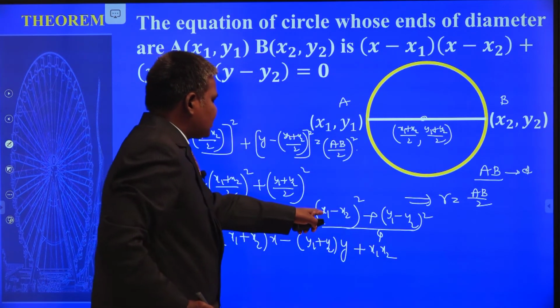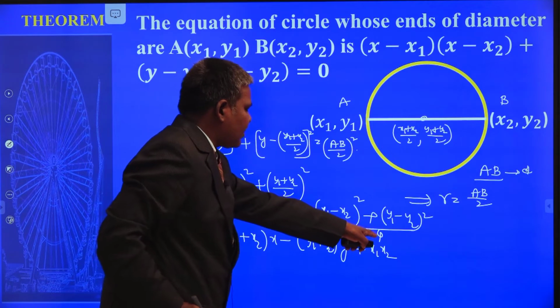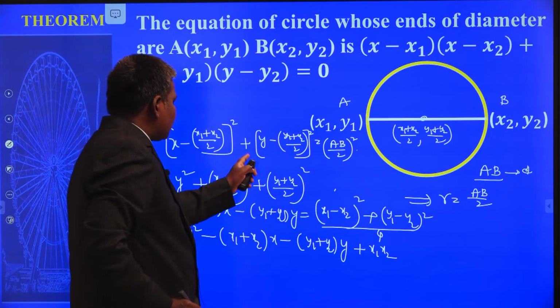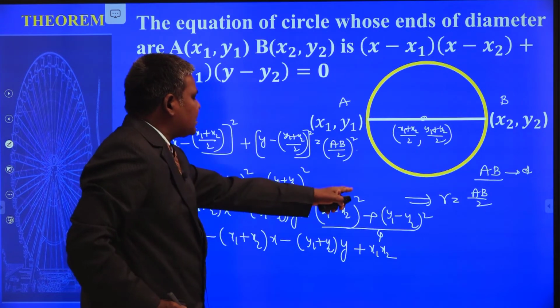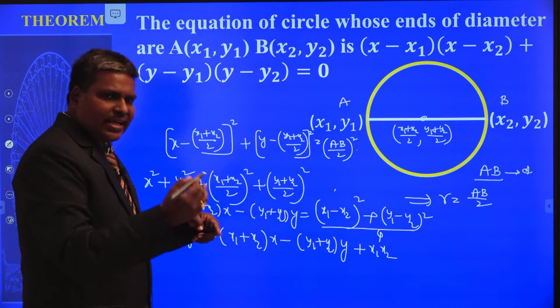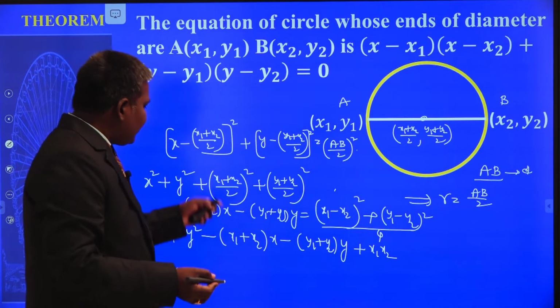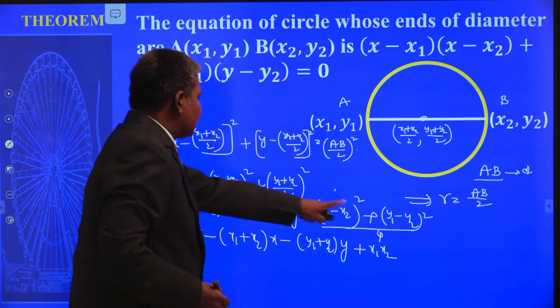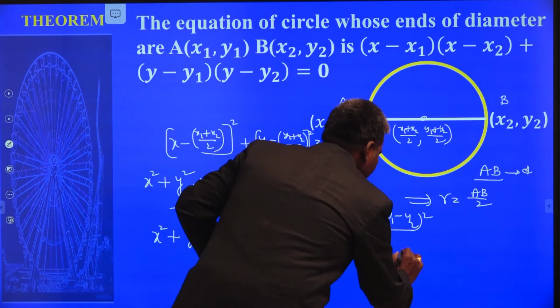I am taking this term (x1 - x2)² by 4 only to the left side. What happened? (x1 + x2)² - (x1 - x2)² by 4. (a + b)² - (a - b)² is 4ab, by 4 is there. The 4 gets cancelled. We get x1 x2. In the same manner we will get y1 y2.